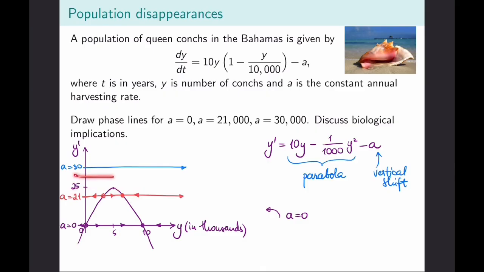Once your phase line is above 25, or your annual harvesting rate is above 25,000 queen conch, there are no steady states at all, which means that the population will not survive anything over 25,000 units being fished out.